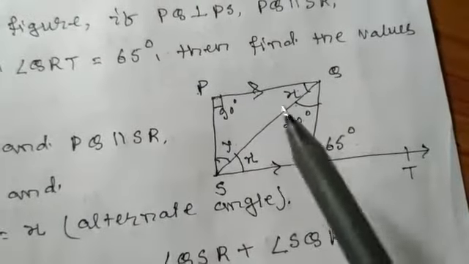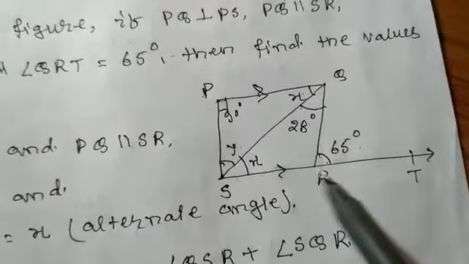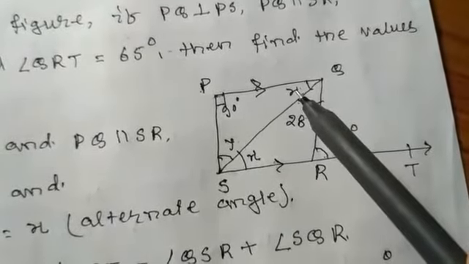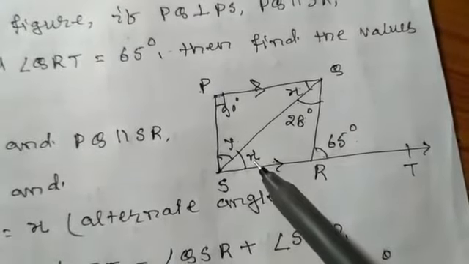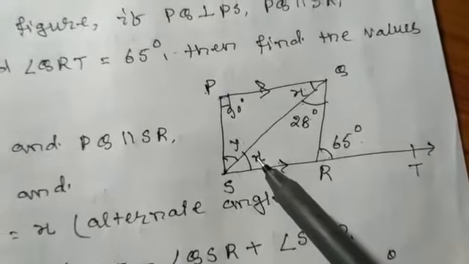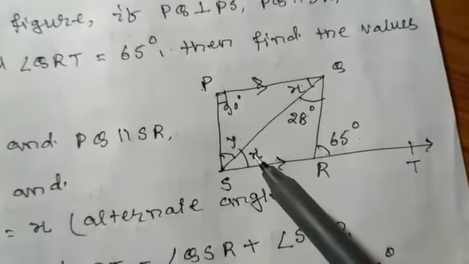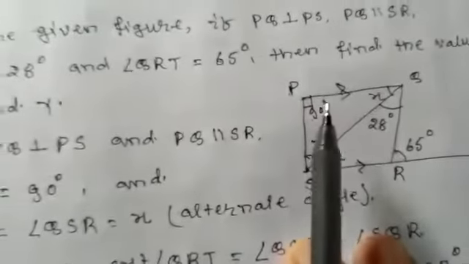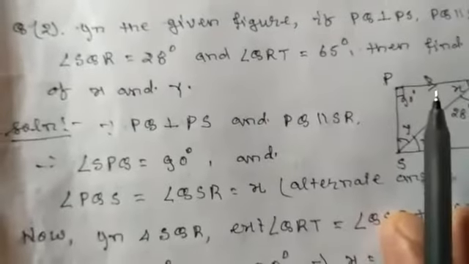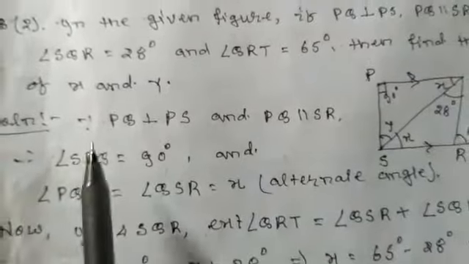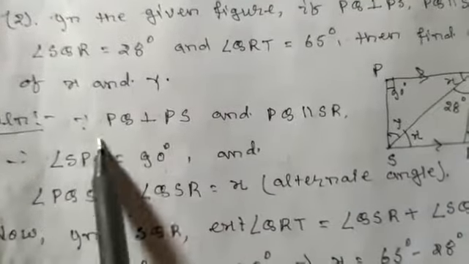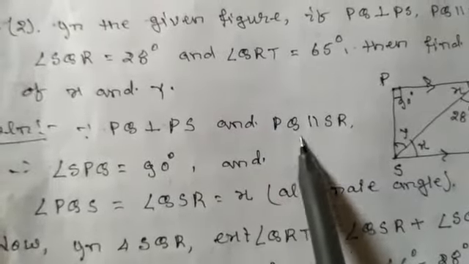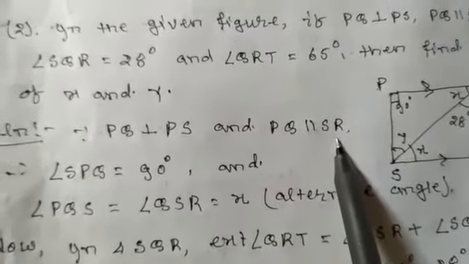So children, PQ is parallel to SR and SQ is the transversal. So this angle X will be equal to this angle X also due to the property of alternate angles. Let's see in the question how it can be solved. First of all we have written, since PQ is perpendicular to PS and PQ is parallel to SR, it is given.